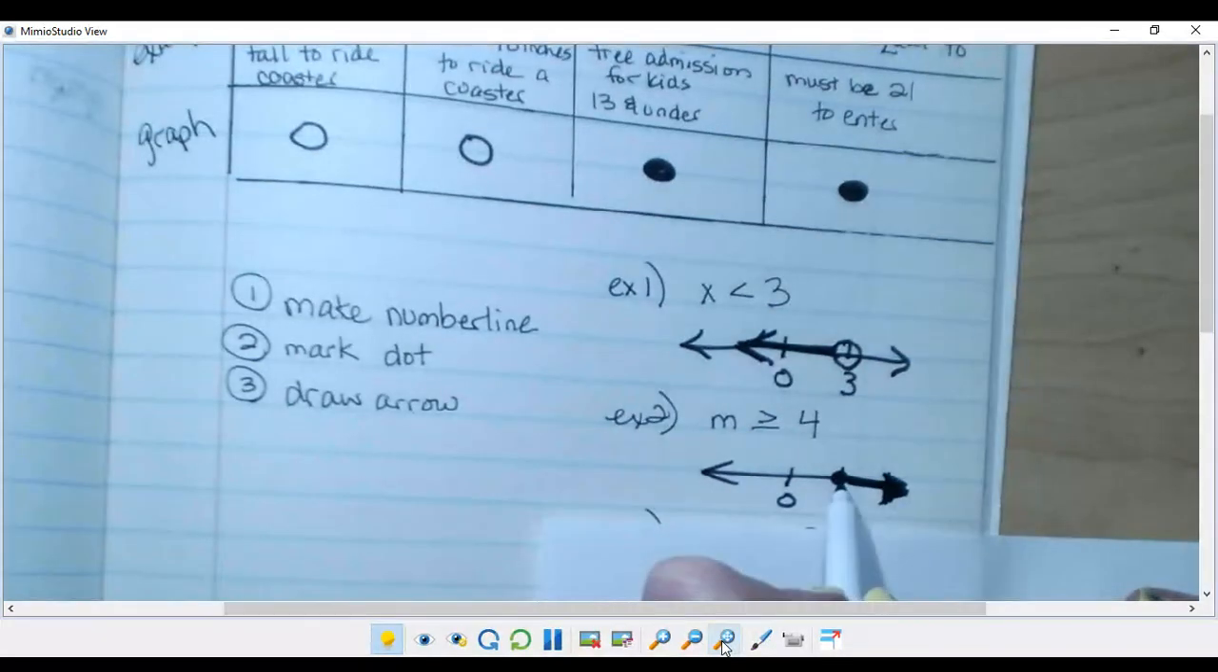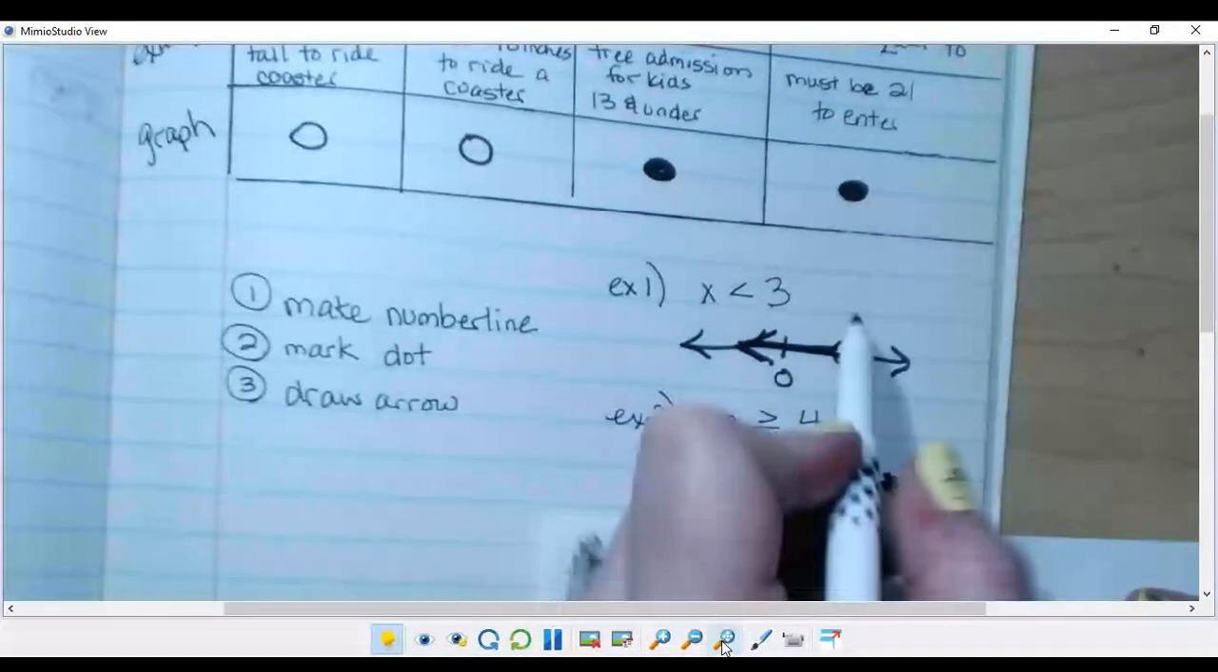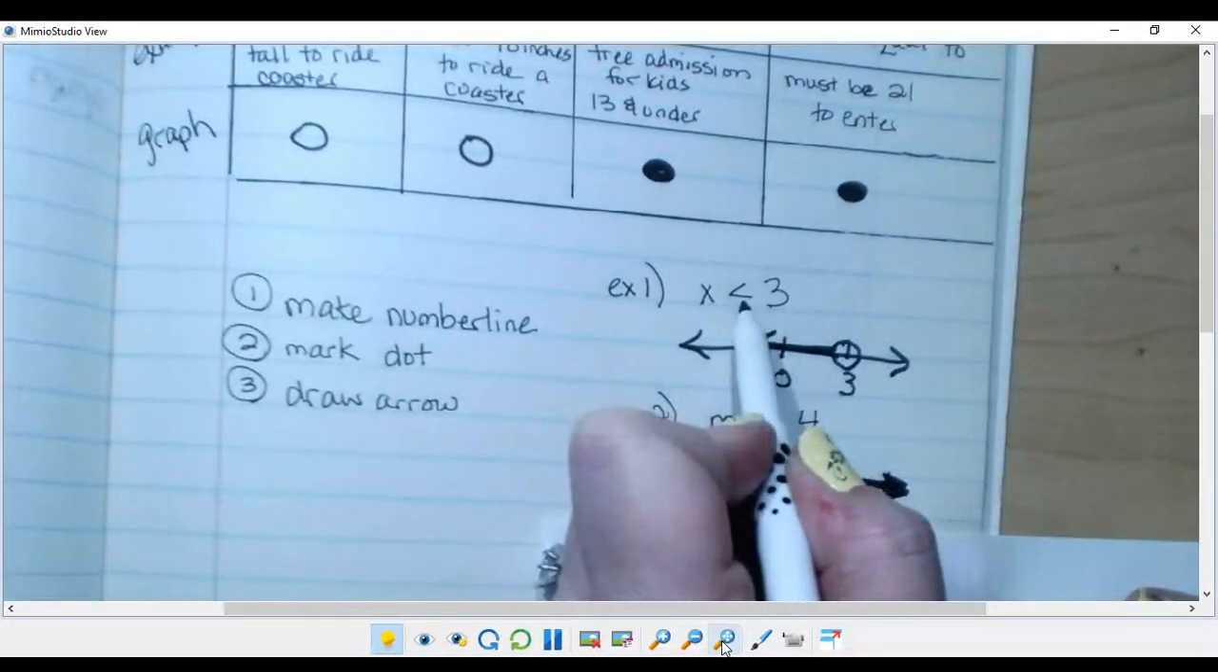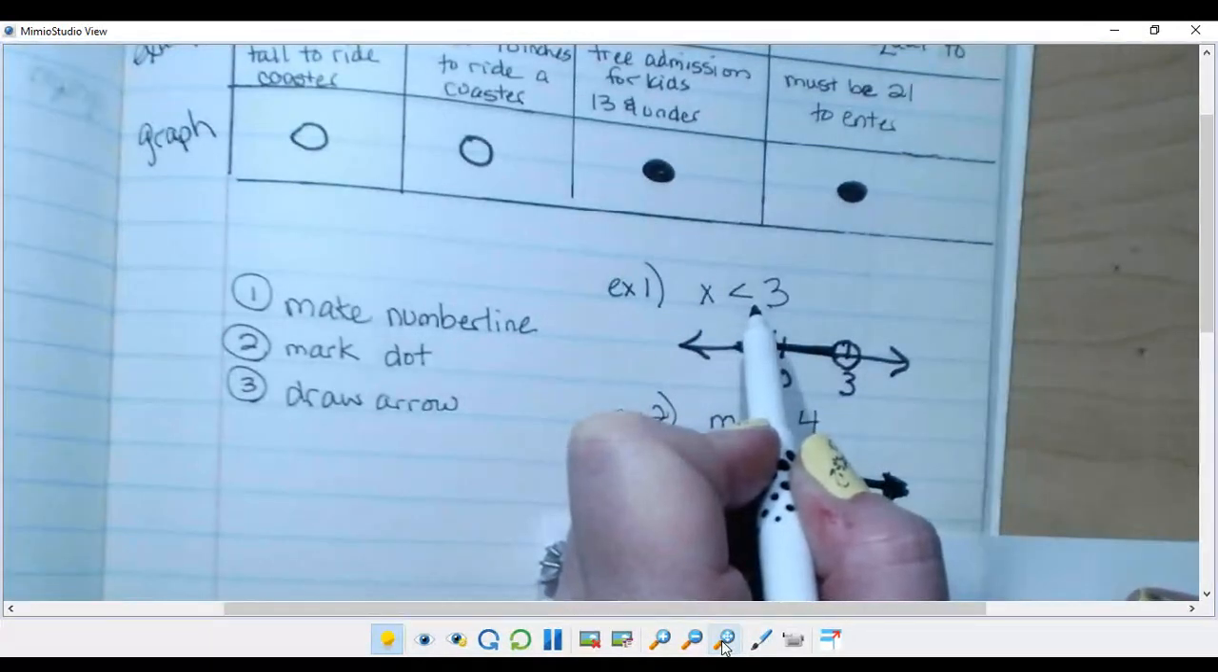Why is it a solid circle? Because it can equal it. You're actually allowed to stand there. Why was this an open circle? It's not allowed to equal it. You can't stand on 3. You can get really close, but you can't actually stand on 3.